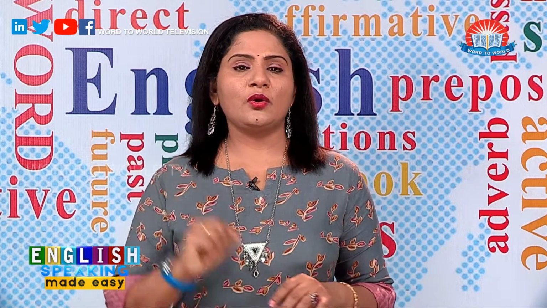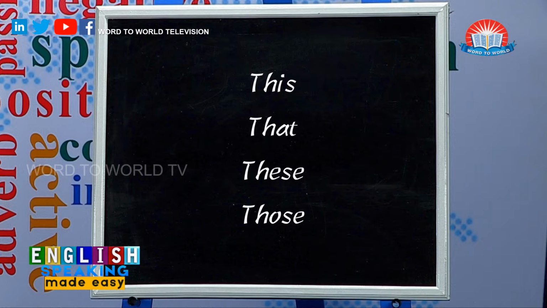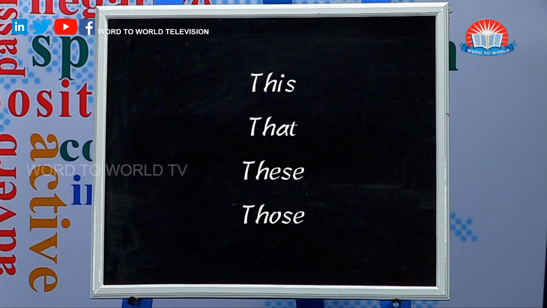That pie was delicious. Okay, that tells you about which pie we are exactly talking about. I will first show you what the common demonstrative adjectives are. That will make it a little clearer for you. The 4 most common demonstrative adjectives we have are this, that, these and those.